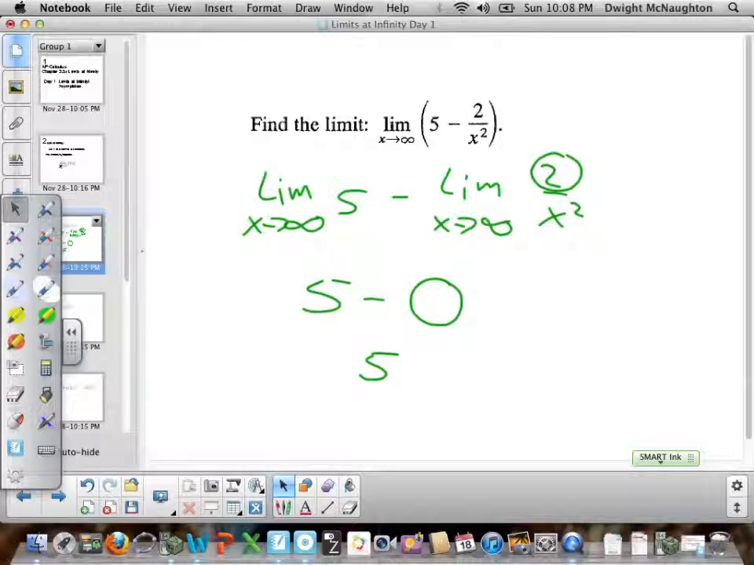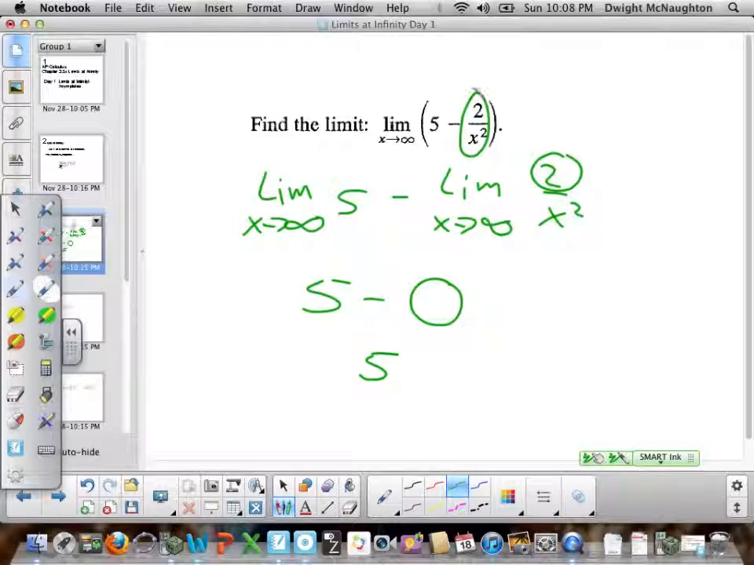So when we're looking at n approaching infinity or x approaching infinity, we're looking for these fractions. Anytime we can get one of these fractions, we know it approaches 0. And then the rest of it is the number.